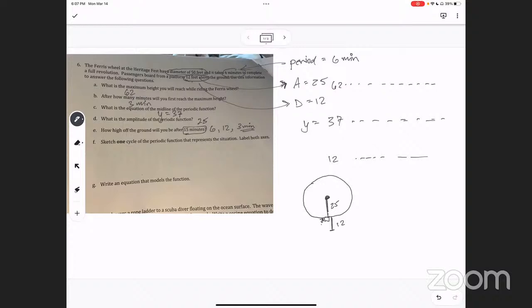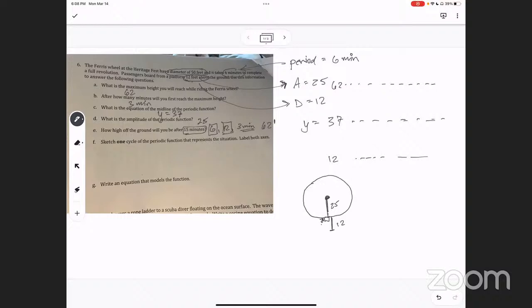So 6 minutes, you're at the bottom. 12 minutes, you're back to the bottom again. And so 3 more minutes, you're going to be back to the top. Right? So how high off the ground will you be? 62 feet. That's the easiest way to do it. But if it was a question like, if they said, how high will you be after 14 minutes? Then it wouldn't be quite so easy.